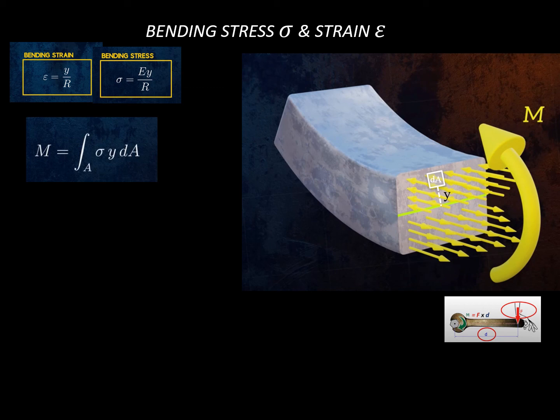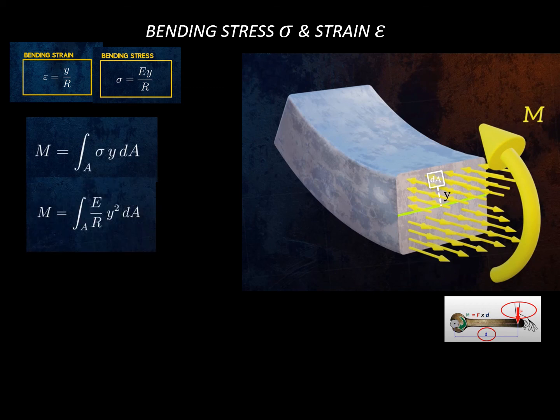Now we just found an equation for the bending stress in terms of the distance away from that neutral bending axis, and we can plug that in to this equation, and we will get an equation where the moment is proportional to Young's elastic modulus divided by the radius, multiplied by the distance to the neutral bending axis squared for that little element dA.